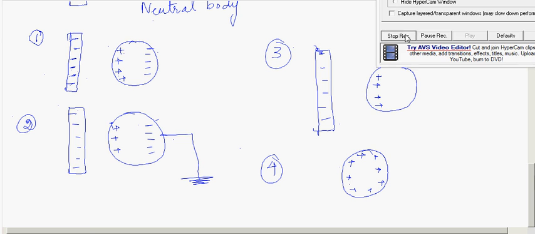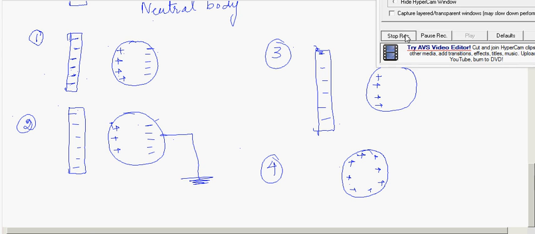Let us say we have a charged body which is negatively charged. Now you want to charge a neutral body, so that there is no physical contact between this charged body and the neutral body. I have a neutral body. What you do is bring this neutral body near to this charged body.